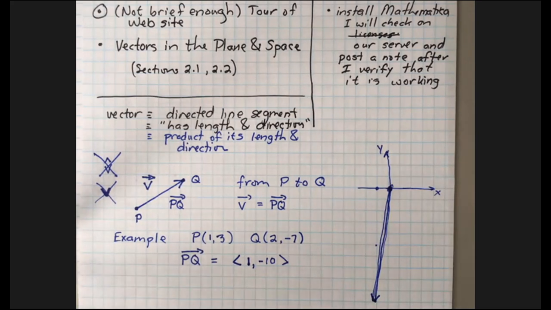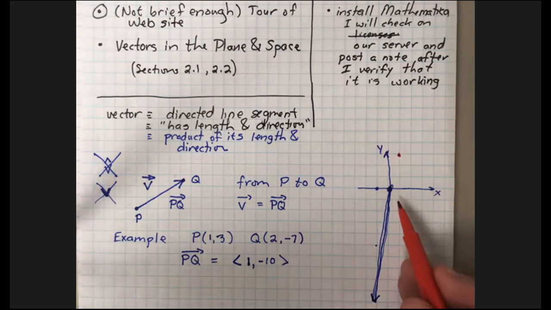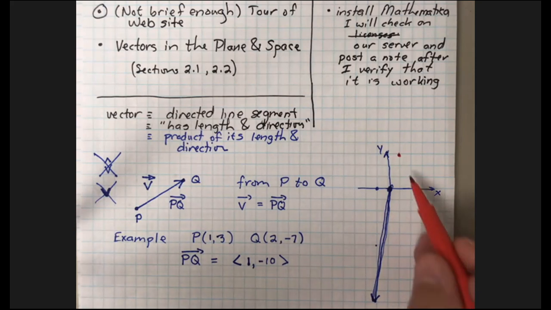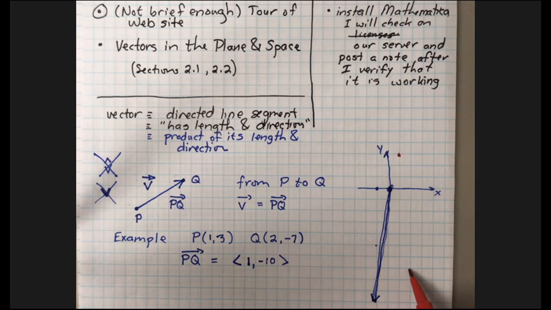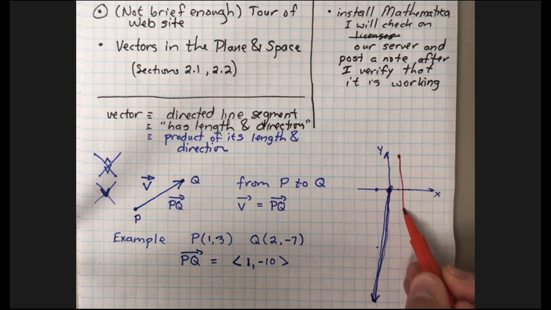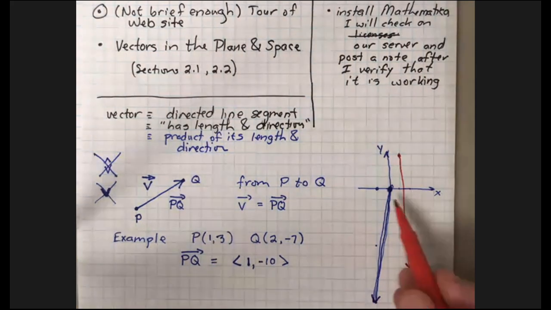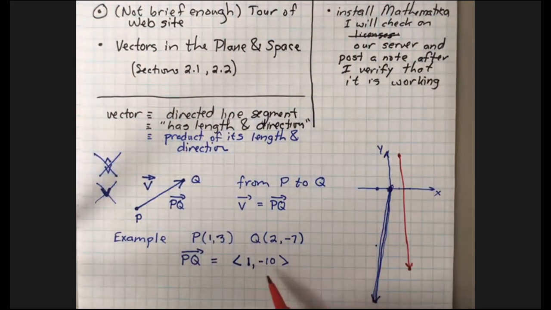Let me use a different color pen. And isn't it the point 2 and -7, which is right here? 1, 2. And there's the vector. Obviously, these two vectors seem to be doing different things. What did I do incorrectly here?